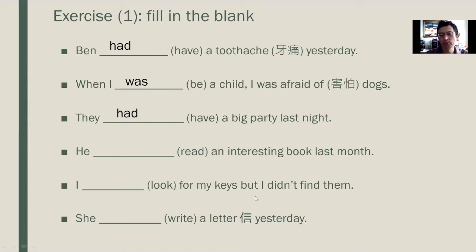What about this verb? Using look. What is the past tense of look? I looked for my keys, but I didn't find them. The last one, she, you would have to use the past tense of write. She wrote a letter yesterday.